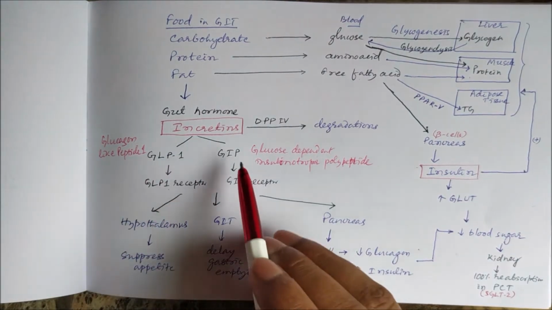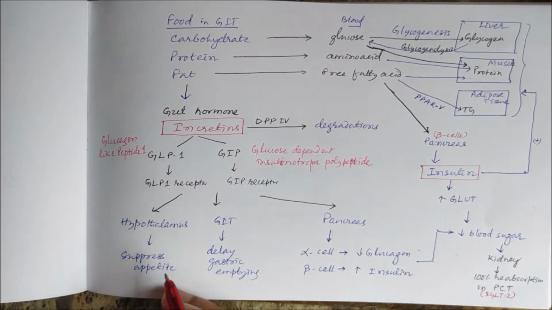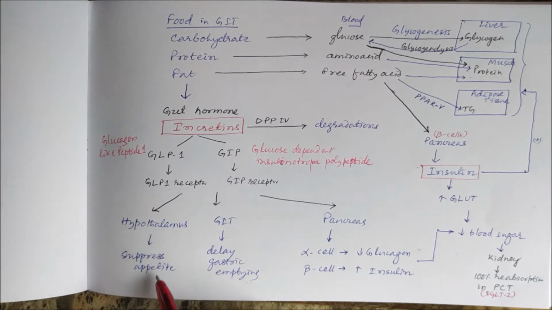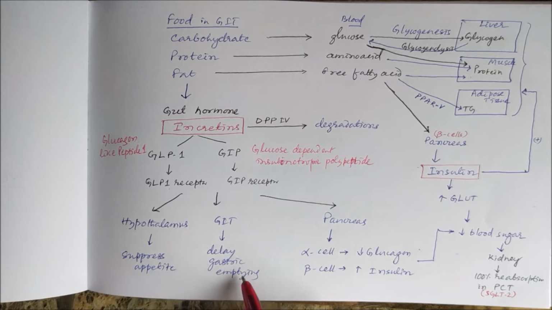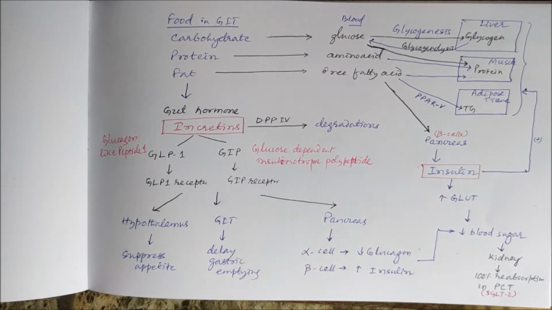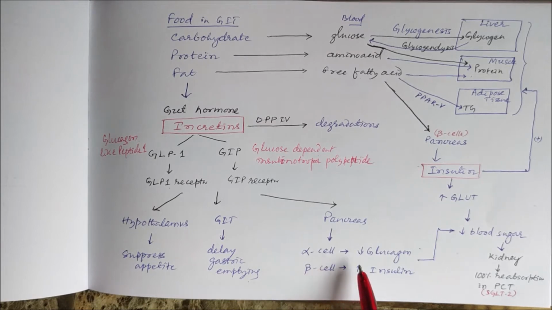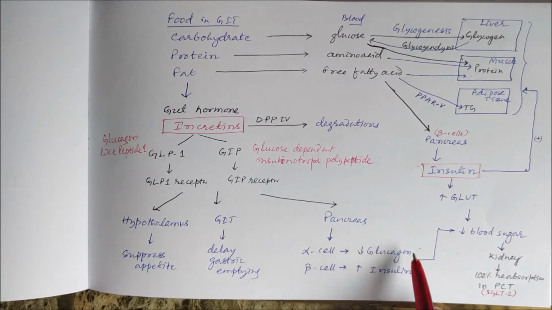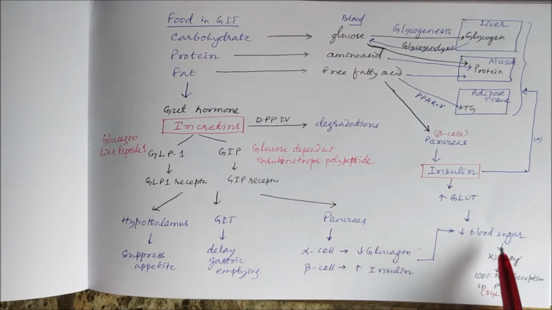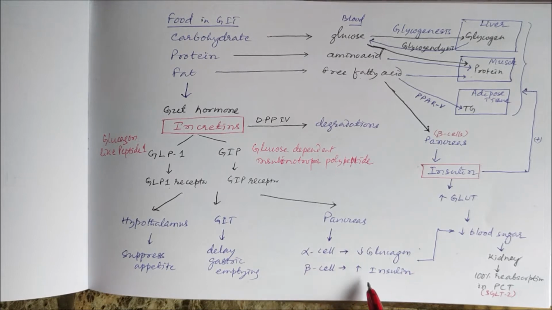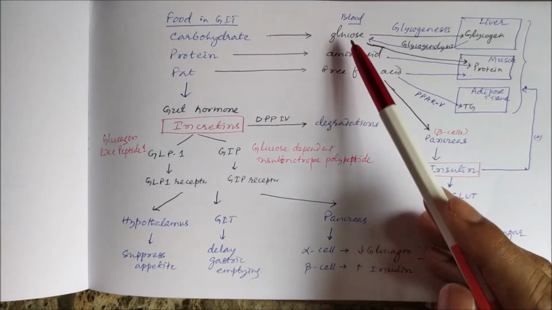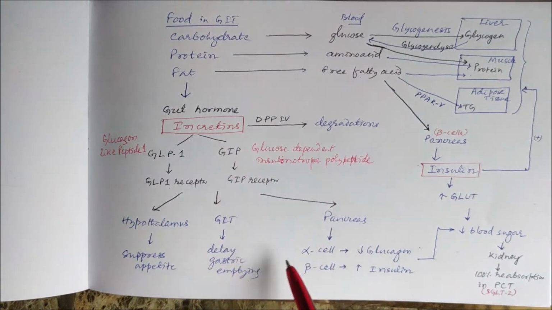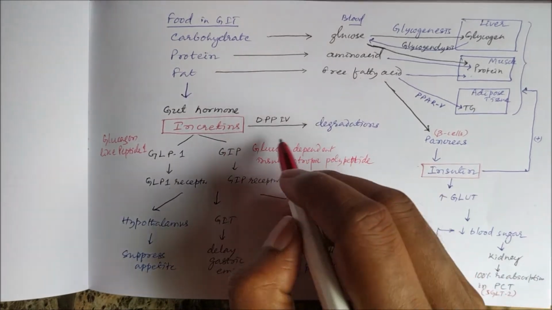GLP-1 acts on the GLP-1 receptor, GIP acts on the GIP receptor, and they are located in hypothalamus, GIT and pancreas. In hypothalamus, they suppress the appetite. In GIT, they delay the gastric emptying, so the food intake decreases. In pancreas they act on alpha cells as well as beta cells. In alpha cells, they decrease the glucagon secretion, and glucagon actually increases your glucose level, so by decreasing glucagon, it reduces the blood sugar. In beta cells, they increase the insulin release. Insulin helps in penetration of glucose into the cell, so the blood sugar level decreases.